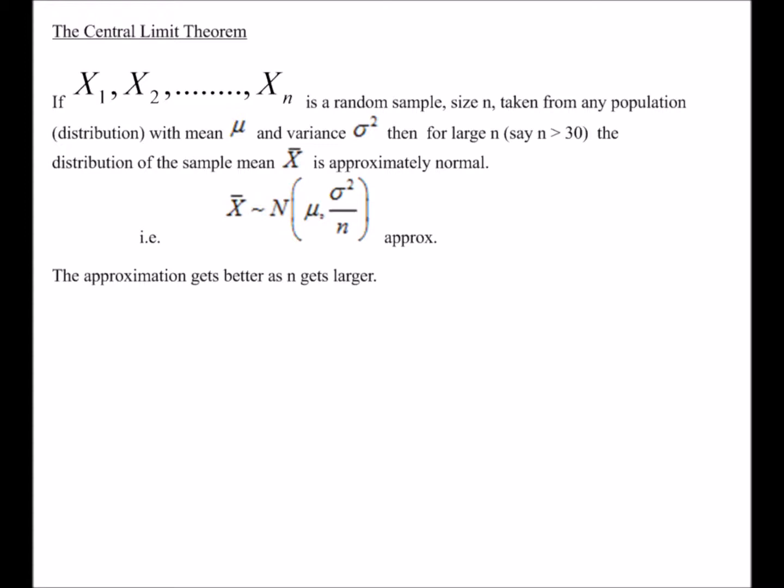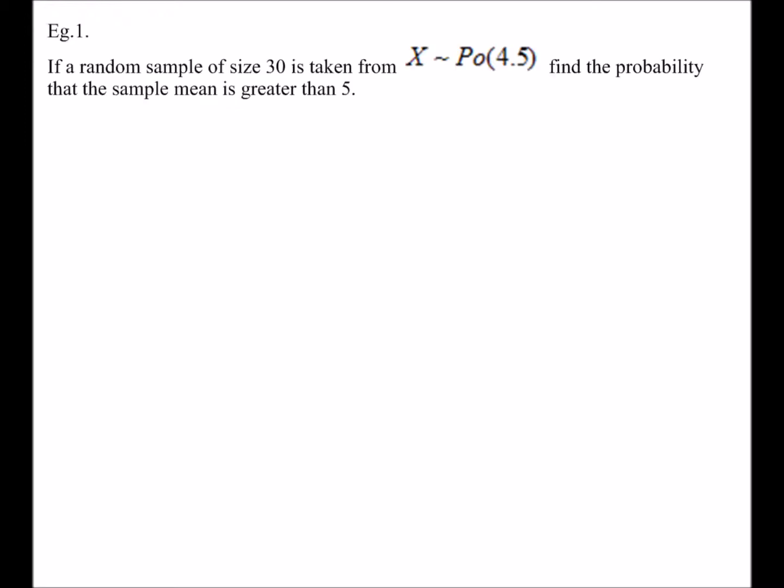If x1, x2, and so on up to xn is a random sample of size n taken from any population, so before we had just a normal population, now this can be any population where the mean is mu and the variance is sigma squared, then for large n, so let's say any n bigger than 30, the distribution of the sample mean x bar is approximately normal, i.e. x bar is a normal distribution with the mean previously and variance, the previous variance divided by n. The approximation gets better as n gets larger. So that's why we're saying we need a large n to start off with.